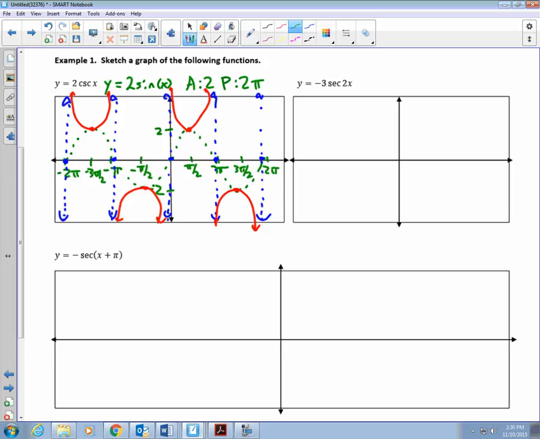So for the next one, should I graph cosine or should I graph sine? I graph cosine because I need to do the reciprocal. And the reciprocal of secant is cosine. So what's the amplitude? Period is 2 pi over b. Pi. 2 pi divided by 2 is pi. Good.